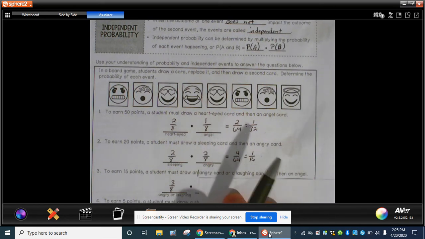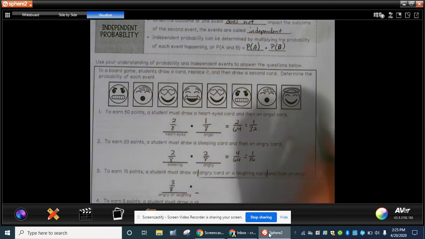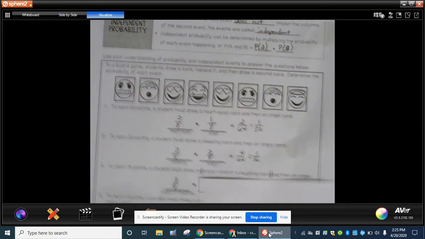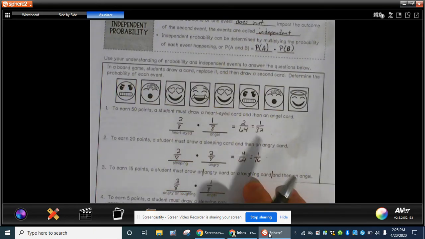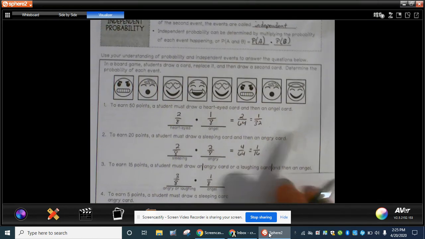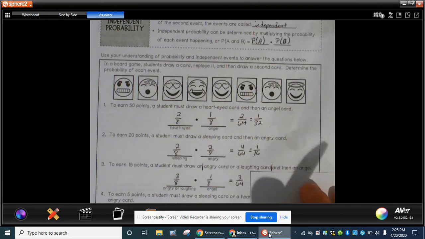Now, we're going to multiply that by the probability of drawing an angel card out of this deck. Well, it looks like there's only 1 angel card out of this deck, right here on the far right. That is going to be 1 out of 8. So the probability of this happening would be 3 out of 64. 3 is odd, 64 is even. You cannot divide those and get an even outcome. So that's as far as you're going to go. 3 out of 64. Not a very good chance of this happening.